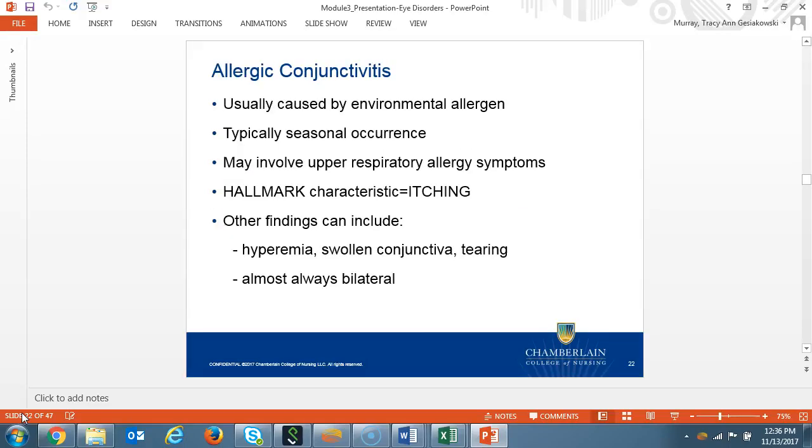Allergic conjunctivitis is usually caused by an environmental allergen such as pollen, grass, trees, and so on. Occurrence can be seasonal and can be isolated to the eyes or include upper respiratory allergy symptoms such as rhinitis. The hallmark characteristic symptom is itching. Other symptoms can include a diffuse milky conjunctival hyperemia, swollen conjunctiva, tearing, and symptoms are almost always bilateral.